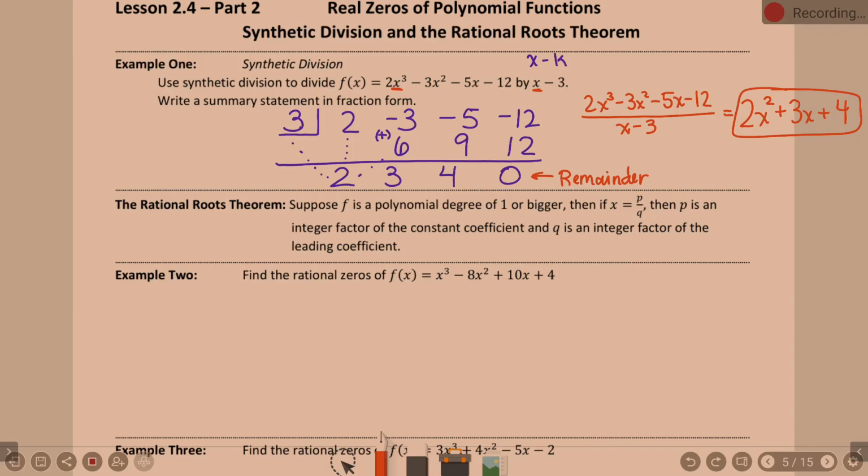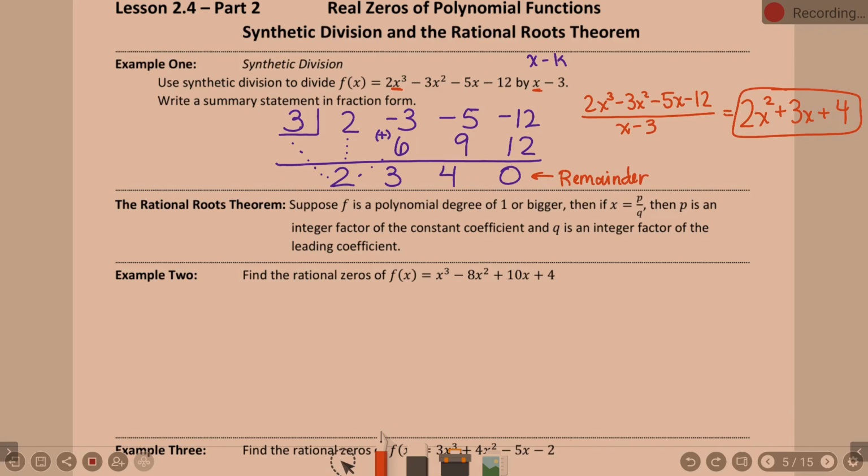Is this all sounding familiar? Or doable, maybe I should put it that way. Irrelevant if you don't remember what I taught you exactly a year ago. Okay, so there is your synthetic division. We're going to practice more synthetic division. As we practice, the whole idea is going to be figuring out remainders. Okay, so our focus today is rational roots theorem.